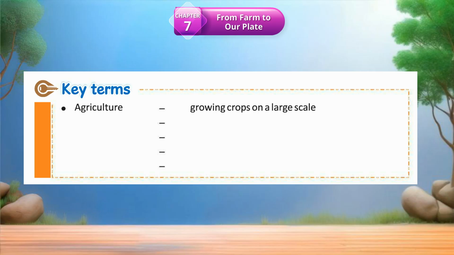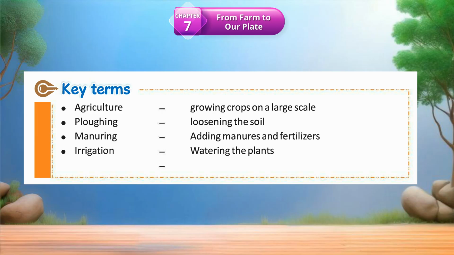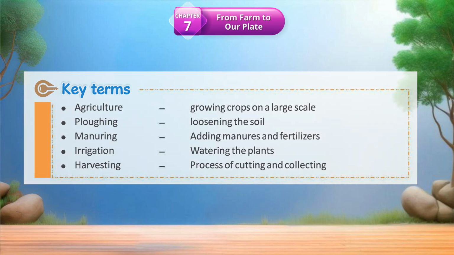Key terms: agriculture, growing crops on a large scale; plowing, loosening the soil; manuring, adding manures and fertilizers; irrigation, watering the plants; harvesting, process of cutting and collecting.